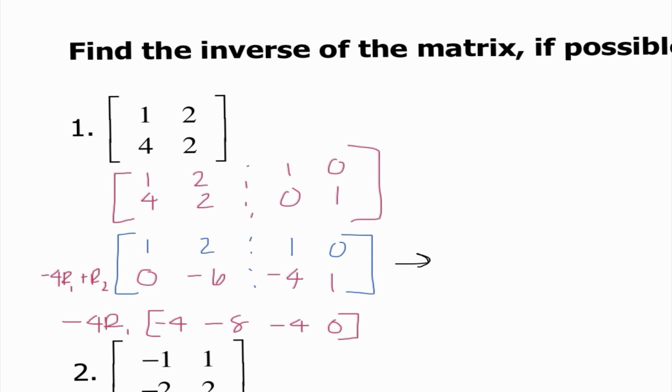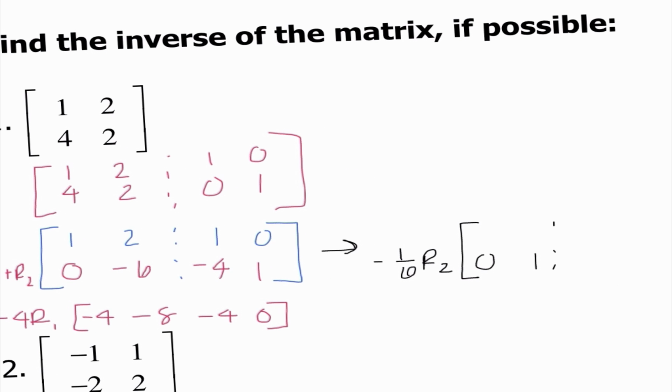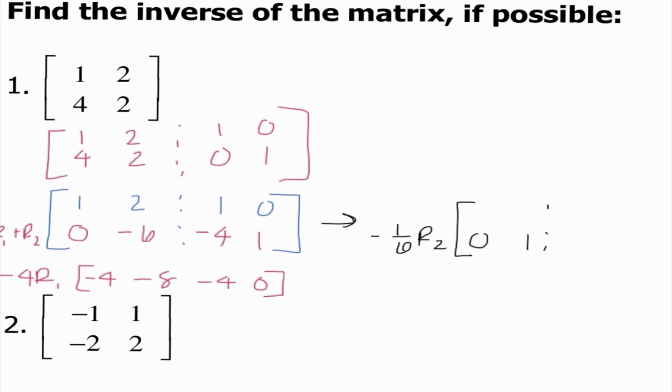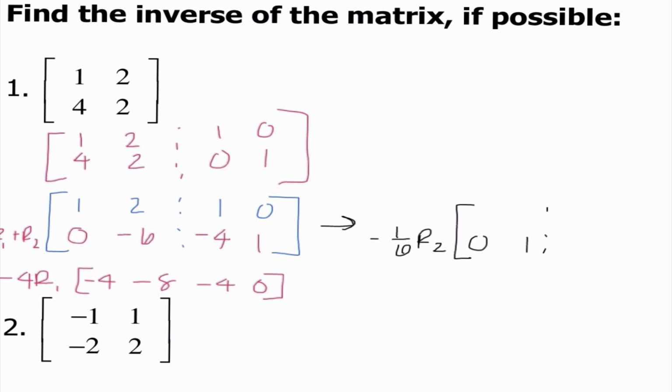Okay, so now moving on, I need to change this -6 into a positive 1. So I'm going to do -1/6 times row 2. So I would get 0, 1. Sorry, I didn't mean to make that blurry there. Okay, so we get 0, 1. When I do -1/6 times -4, I get positive 2/3 and -1/6.